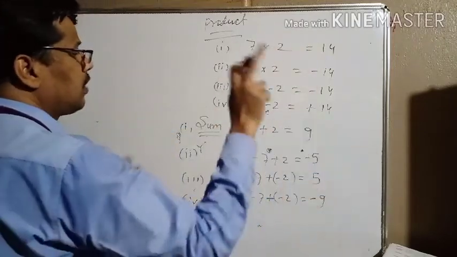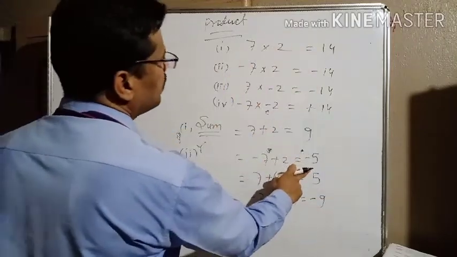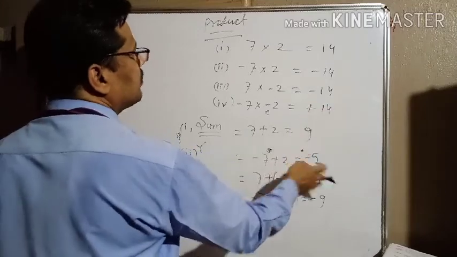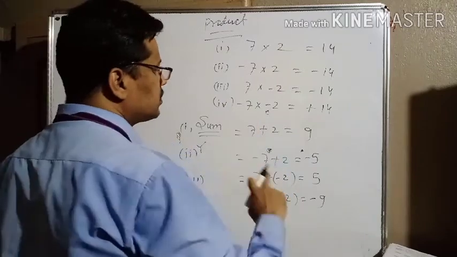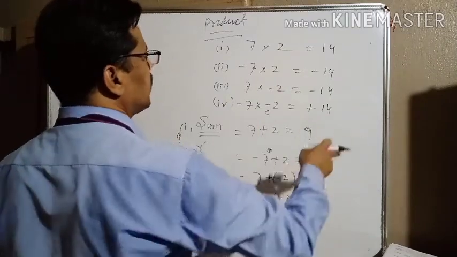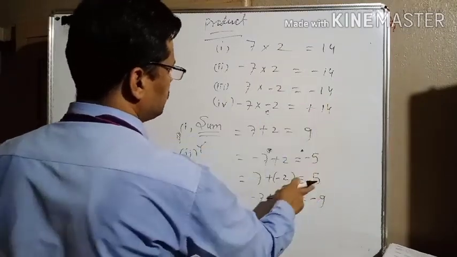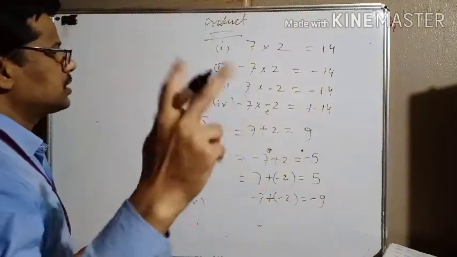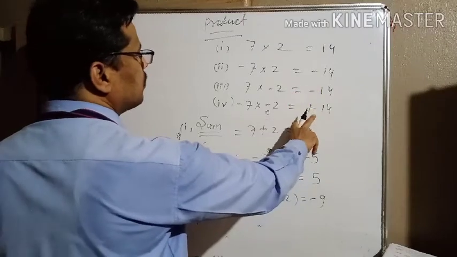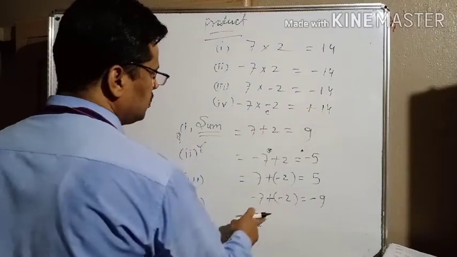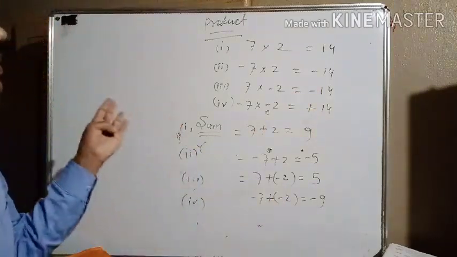Another question. Find the two integers whose sum is -5 and their product is -14. Another, third question. Find the two integers whose product is -14 and their sum is +5. Next question. Find the two integers whose sum is -9 and their product is 14. So this will be the required number. In this way, you can frame many questions.